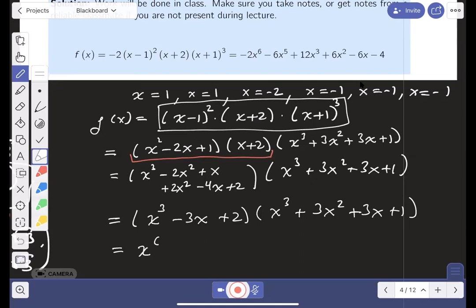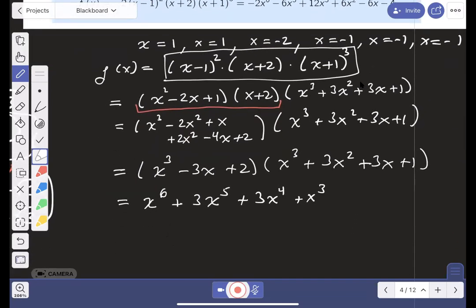x to the 6th plus 3x to the 5th plus 3x to the 4th plus x cubed. Keep moving. And again, this may take so long you might forget what the question is. And that's why we have a K. We're going to go back. I'm also going to reread the question to you.